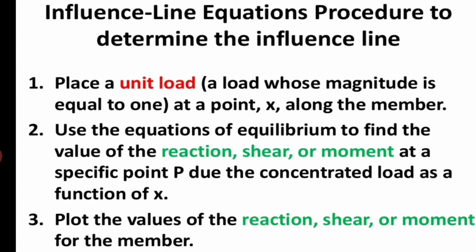So the influence line equation produces the determinant of the influence line. Place a unit load, that is, a load of magnitude always 1, at position x, and find the reaction, shear, and moment for it. So there is a very simple way: first we apply the unit load at a point x.